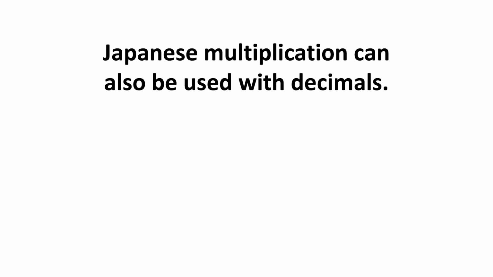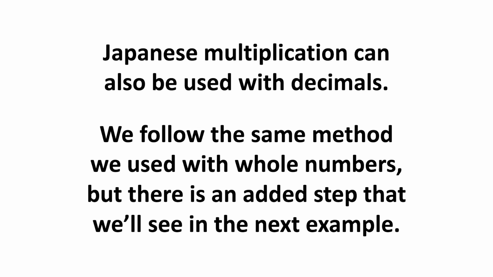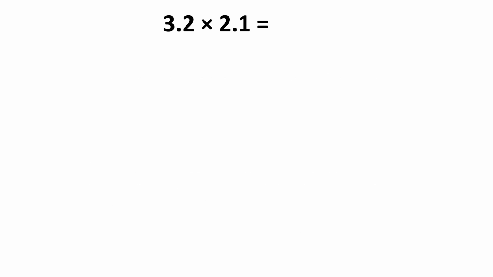At the end of the video, there is an example of using Japanese multiplication with whole numbers that have 1 digit. Something I noticed that I haven't seen anywhere yet is that Japanese multiplication can also be used with decimals. We follow the same method we used with whole numbers, but there is an added step that we'll see in the next example. Let's say we have 3.2 times 2.1.